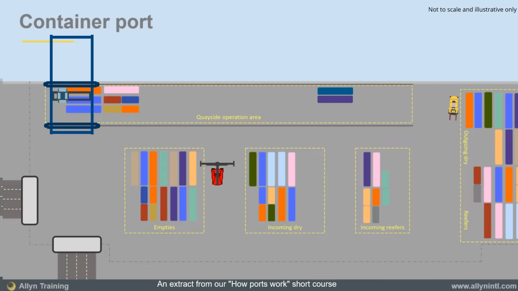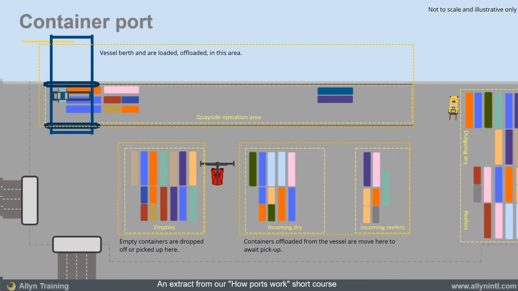We will now visually review how a container port may operate. This example covers some items which are common to many ports, but it is important to keep in mind that every port operates differently. In our port we have four main areas: the quayside area, along which a container vessel will berth and be unloaded and loaded, the empty container area, the incoming container area, and the outgoing area.